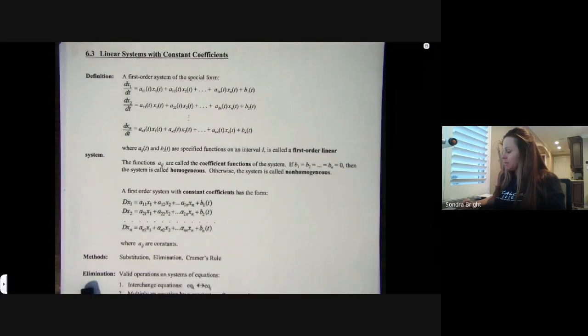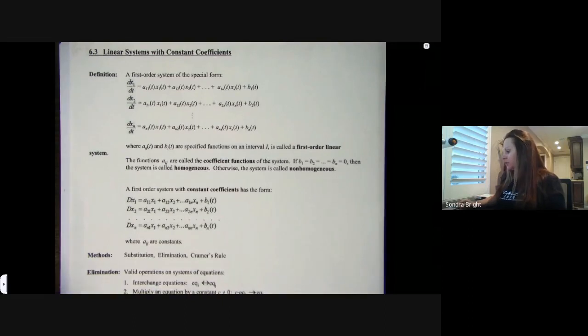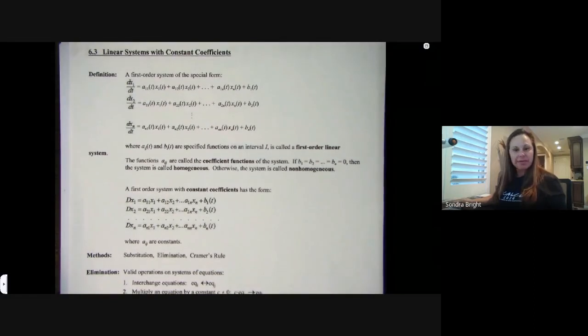Methods of solving: we're going to use substitution and elimination. You could use Cramer's rule. I'm not doing that today, but those are ways to solve them. If you're using the elimination method, some valid operations on systems of equations are: you can interchange equations, you can multiply an equation by a constant as long as it's not 0, giving a new equation of c times your equation, or you can apply a polynomial operator P(D) to one equation and then add it to another equation. And so then you've got some new equation.